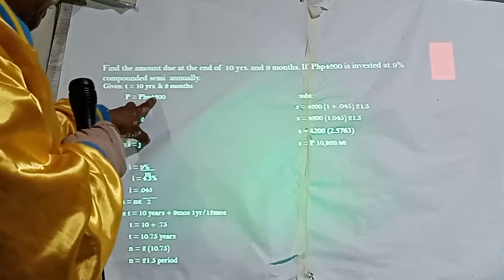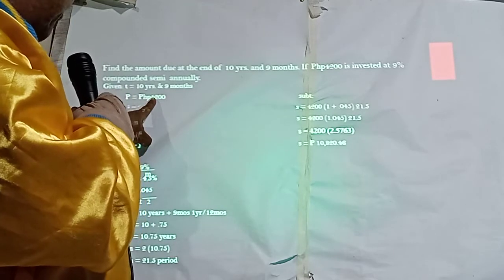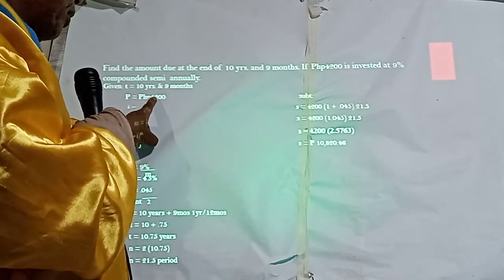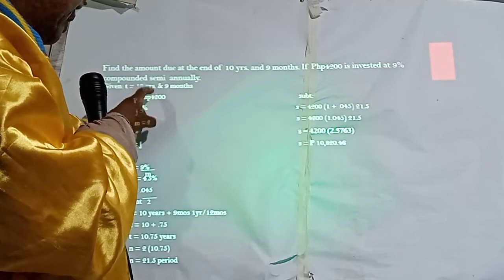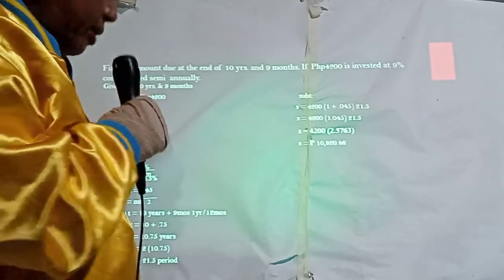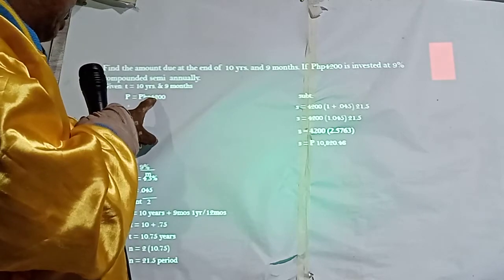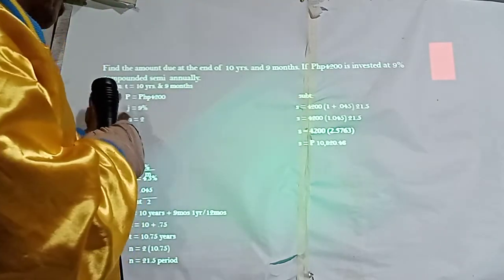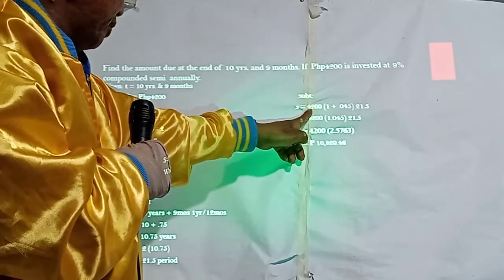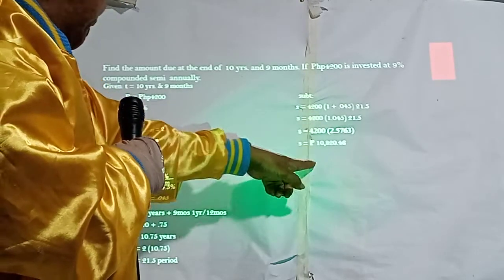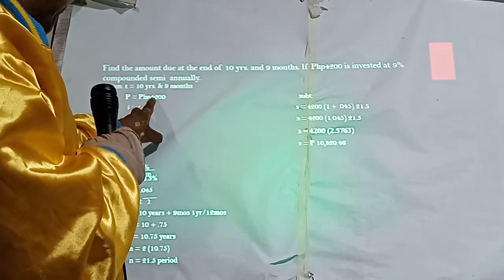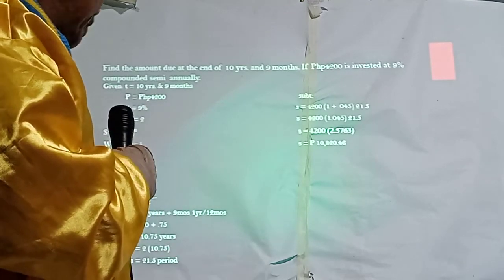Okay, so just substitution. We lack 4 here. So that is 4,200. Excuse me po, it's a clerical error lang po ito. 4,200. So that's why P, substitution, 4,200. It's not positive, 4,200.